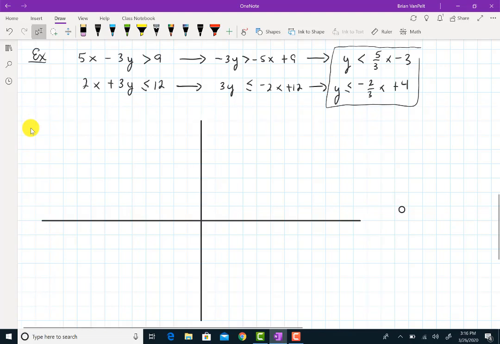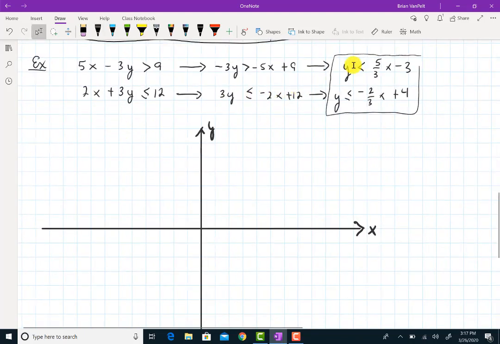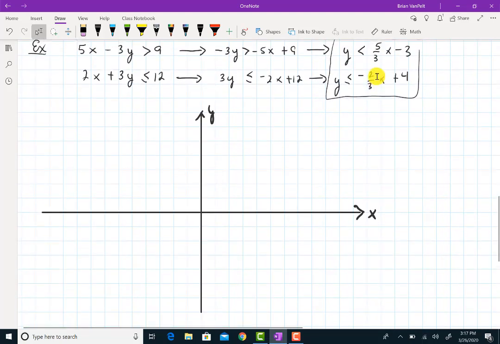Because I keep forgetting later on, I'm going to call this X, and then I'm going to call this Y. So let's start with the first one here. Pretend you're graphing 5/3 x minus 3. So what you would do is put a dot at -3 for y, and then from there you would go up 5 and to the right 3. So let me do that.